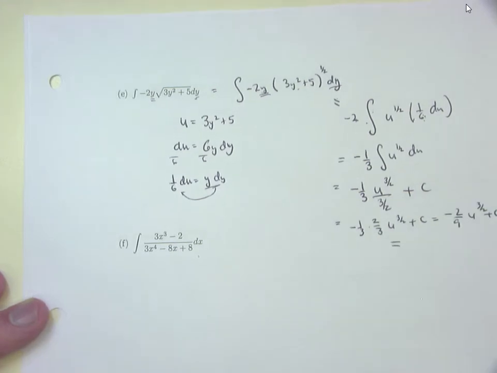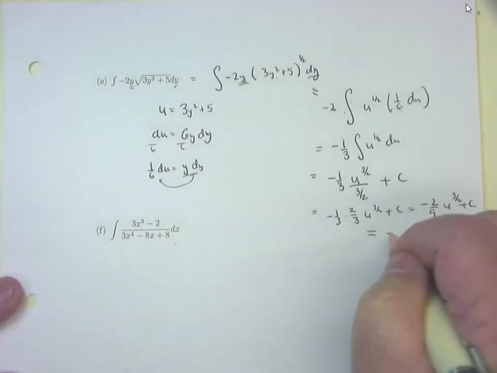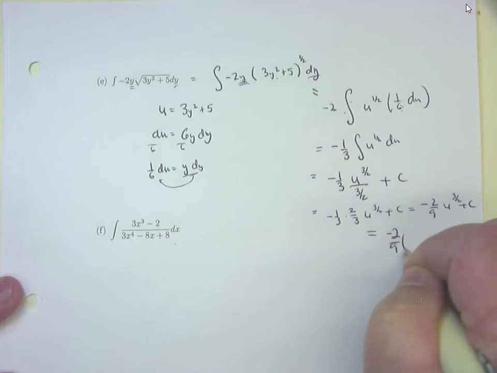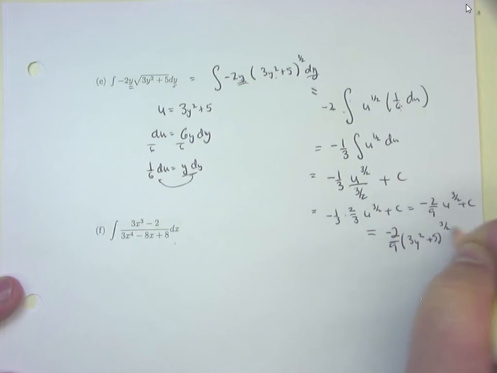And then what's the last thing I'm going to do to this problem? Back substitute. So what is my final answer? Negative 2/9 times u, which is 3y squared plus 5, to the 3/2 plus c.